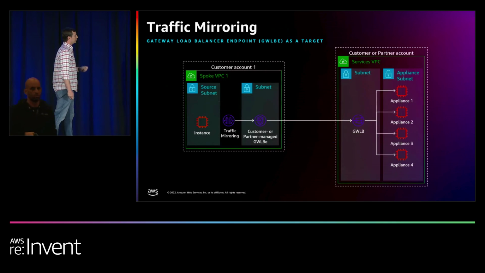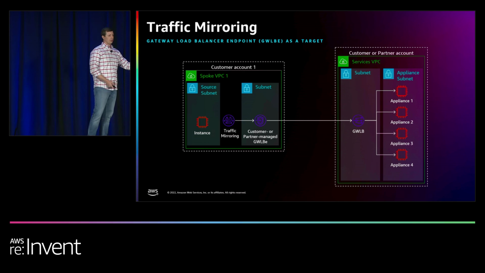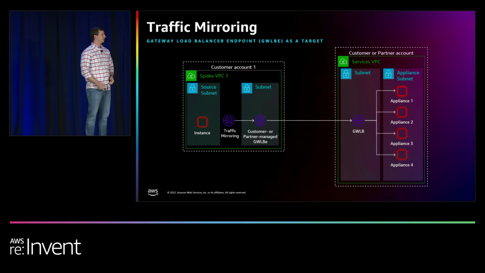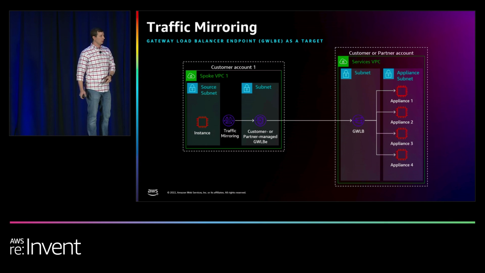So with a gateway load balancer endpoint, one of the things that customers like about this is normally with an ENI or a network load balancer, if you want to do any centralized inspection, you have a VPC just for your appliances to look exactly what's happening on the network with all the captured packets. You have to route that through a transit gateway. You have to route that through VPC peering or something else.